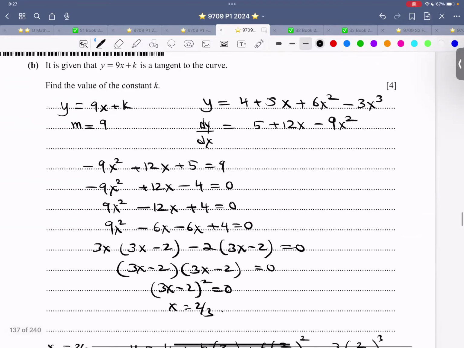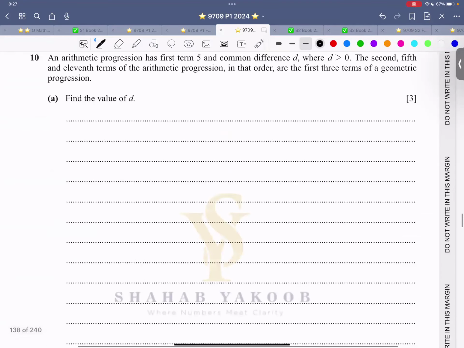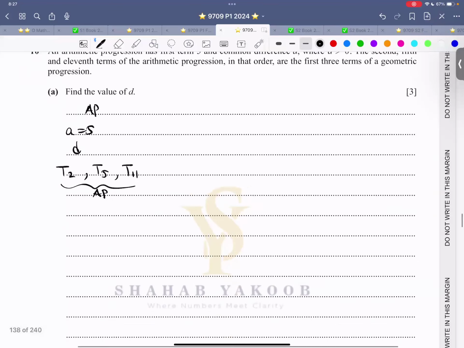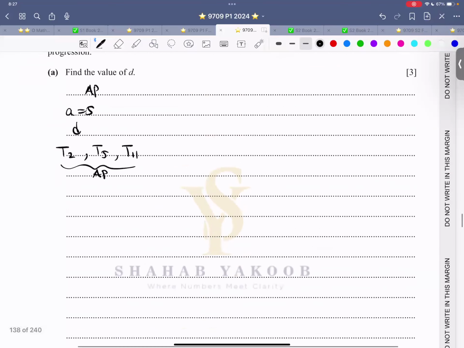So this thing is all done. Question number 10. It says an arithmetic progression, an AP, has a first term of 5 and a common difference of d, where d is positive. The second, fifth, and 11th terms of this AP, in that order, are the first three terms of a GP. Second term, a plus d, which is 5 plus d.